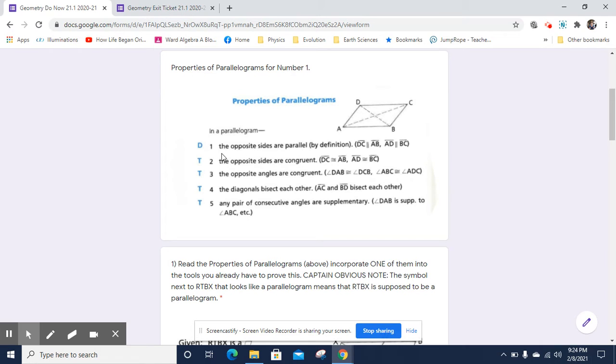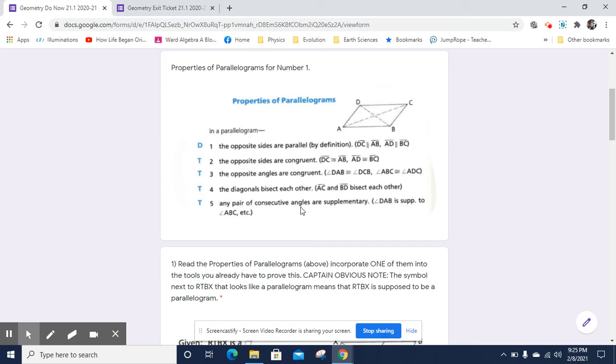For one thing, there's a definition. The opposite sides are parallel by definition. That is what makes a parallelogram a parallelogram. And then there are related theorems, which are things that you could prove. The opposite sides are congruent. The opposite angles are congruent. So this angle and this angle are congruent, and this angle and this angle are congruent. The diagonals bisect each other. That means that AC is split in two equal pieces by DB and vice versa. DB is also bisected by AC.